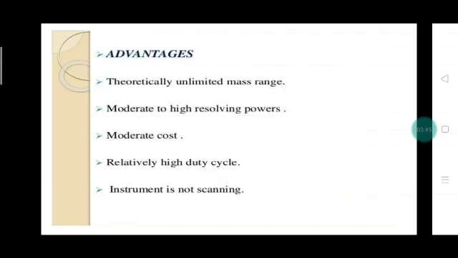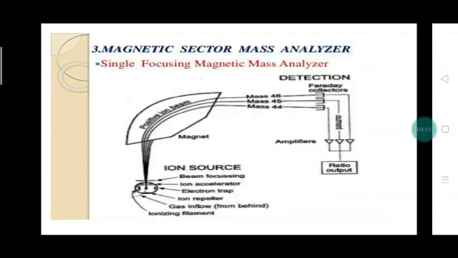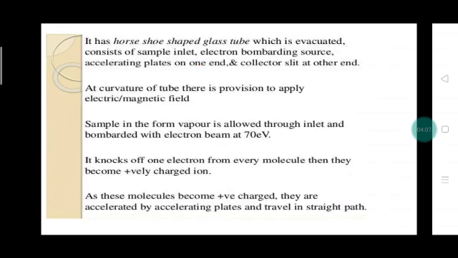Advantages of this mass analyzer: it has a theoretically unlimited mass range, moderate to high resolution power, moderate cost, and a relatively high duty cycle. The instrument is not scanning.